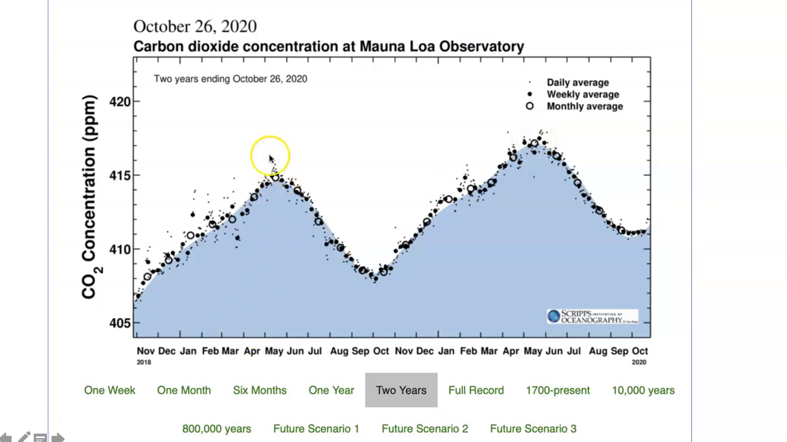So just remember that these highs, when the carbon dioxide levels are highest, tend to be around May and June. And the lows tend to be around October. So just think about what's going on seasonally between May and October to make carbon dioxide levels go down, and what's going on between October and May that might make carbon dioxide levels go up.